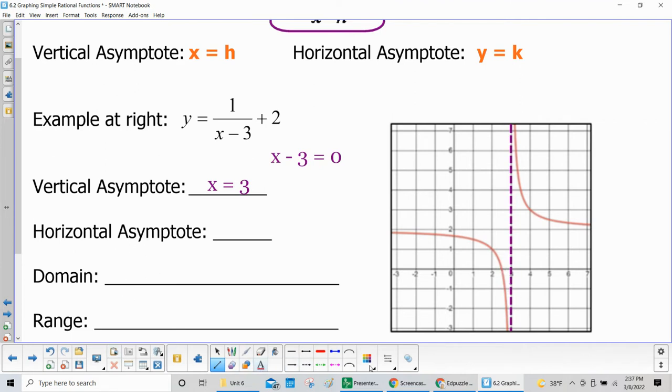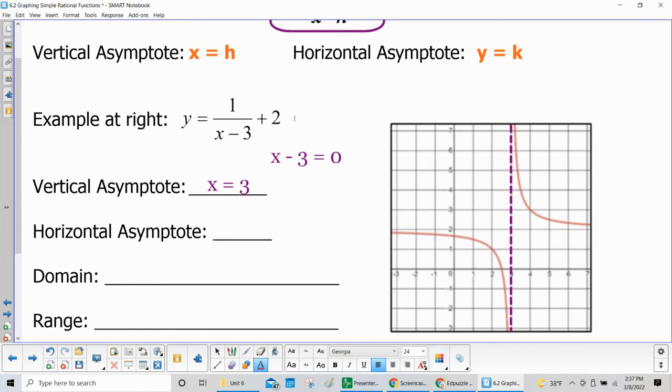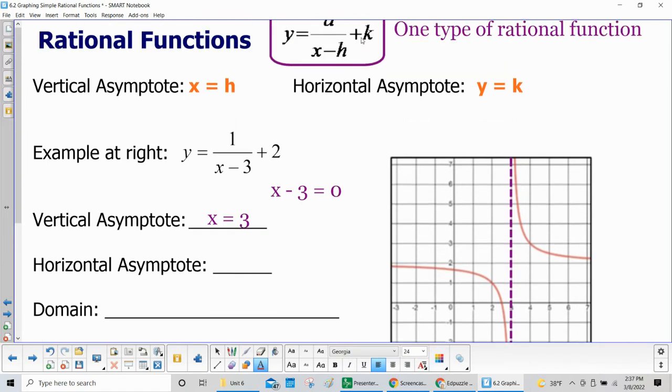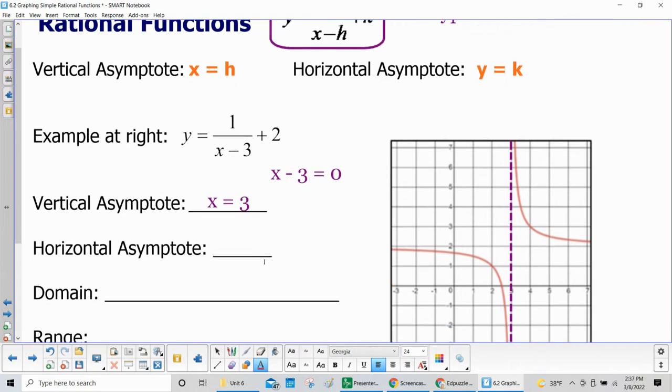Our horizontal asymptote is very similar. Our horizontal asymptote is just going to be taking this y value, this k, at the very end, saying that if all of this disappeared, then we would have k. And so really we're just going to say our horizontal asymptote would just be y equals 2. Okay, so that's a horizontal line. That's the equation of a horizontal line.